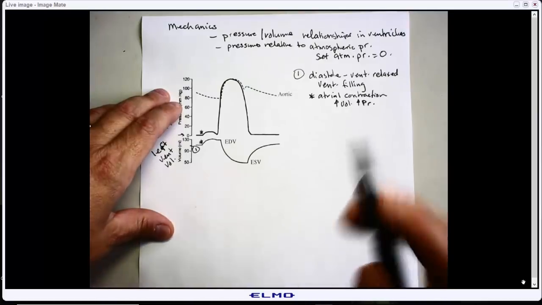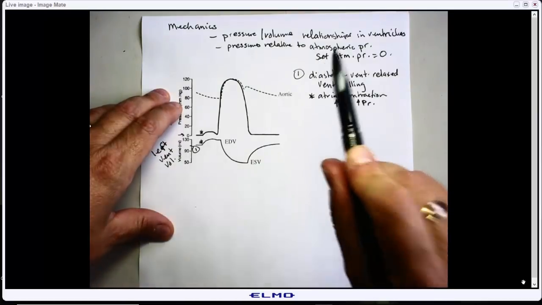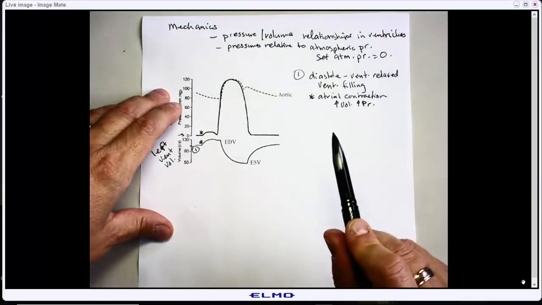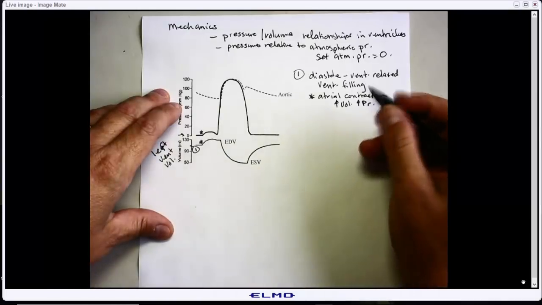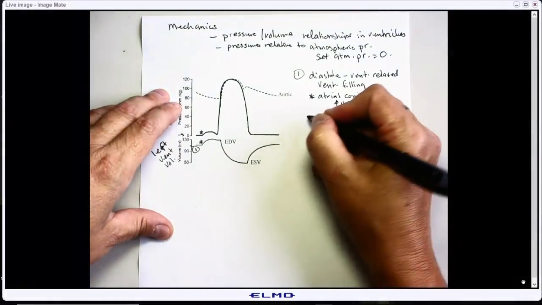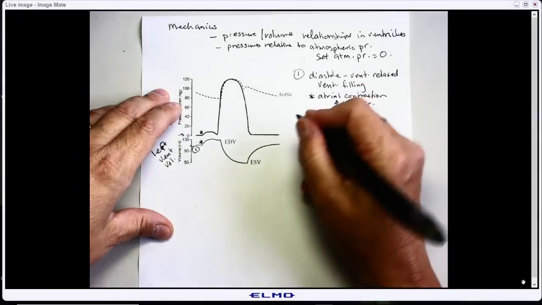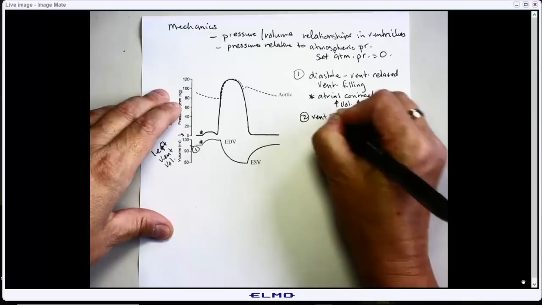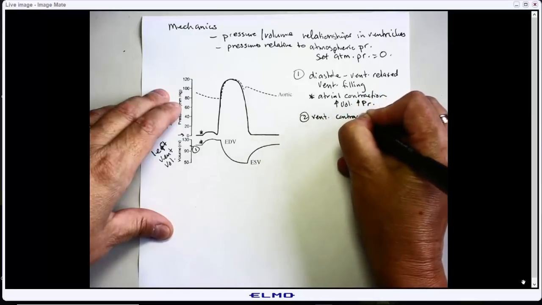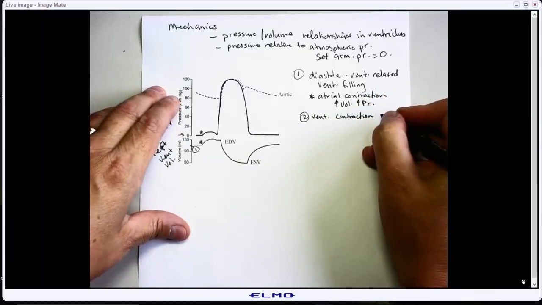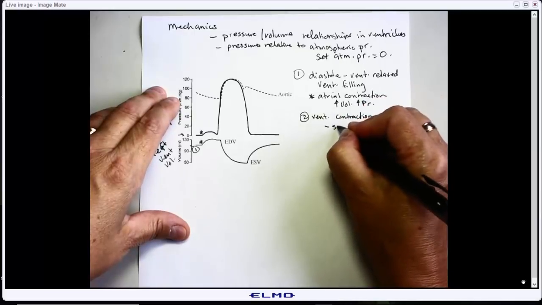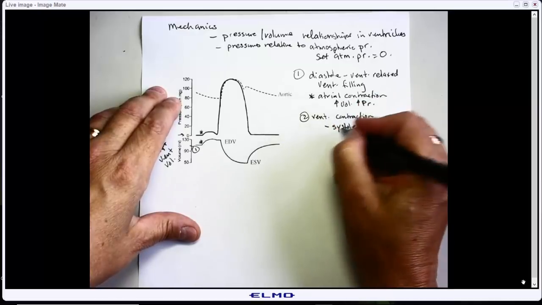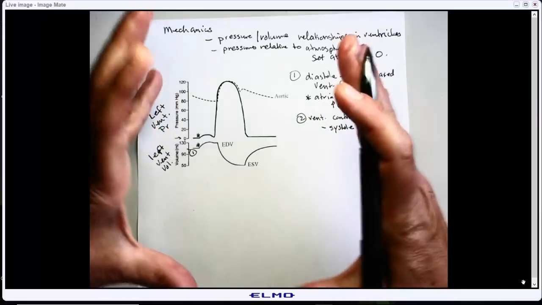Then the action potential moves to the AV node, down the bundle of His and Purkinje fibers, and the ventricles get it. The ventricles depolarize, let in calcium, and we get ventricular contraction. Ventricular contraction is also called systole. Ventricles now contract.